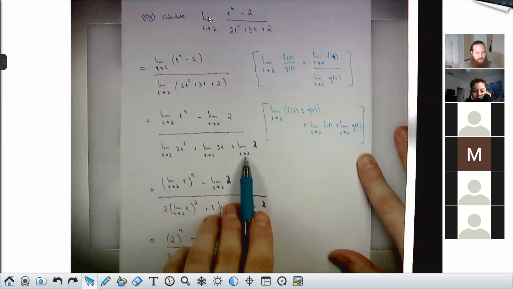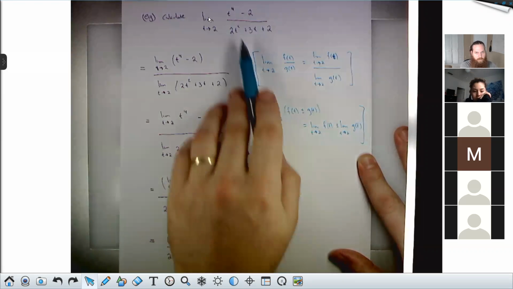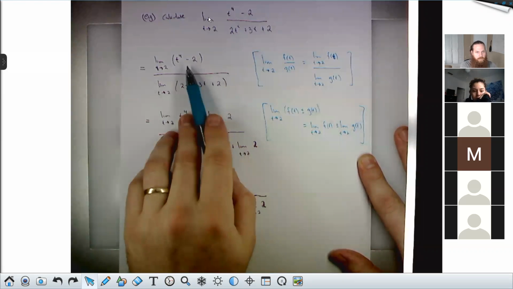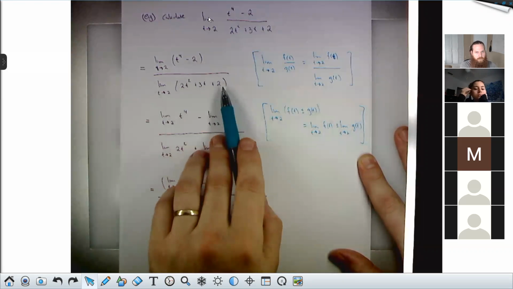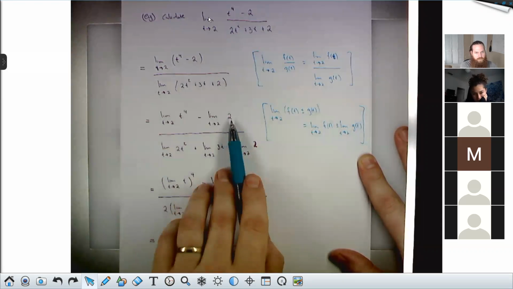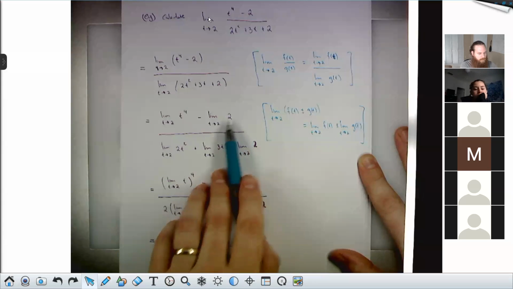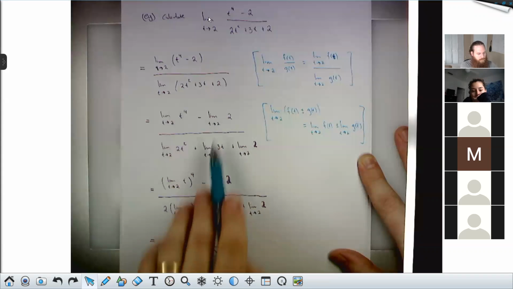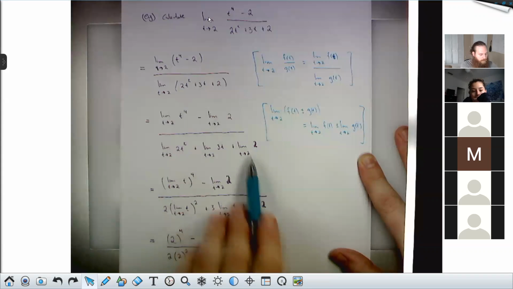Right? So first I split the limit over the fraction. I give the limit to the top and bottom separately. That gets me here. Then I give the limit to each of these little pieces on their own. So the limit of the first piece of the numerator minus the limit of the second piece of the numerator. And downstairs, limit of this first piece, limit of this second piece, limit of this third piece. And now we get to your question.